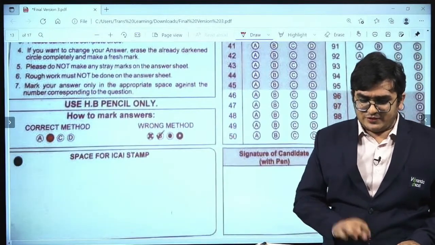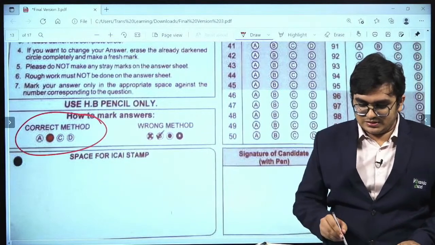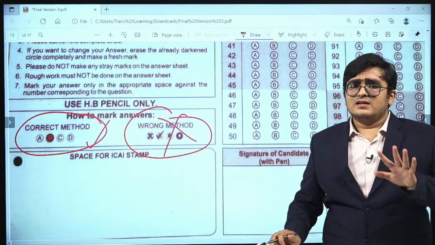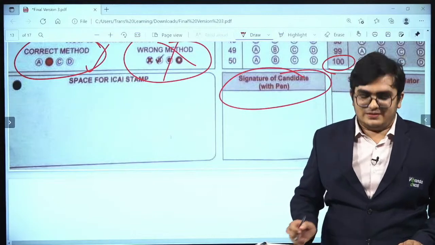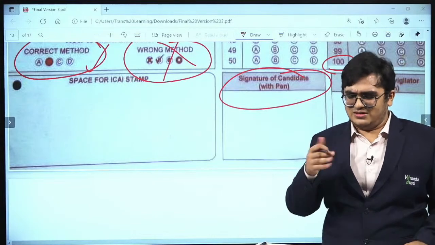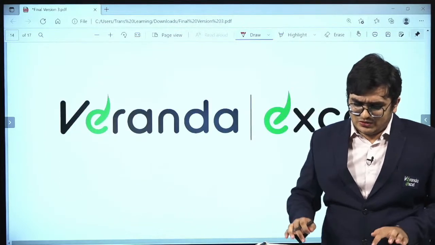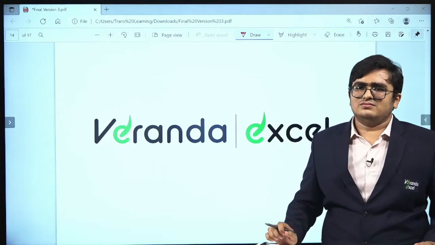Even for your reference, if you forget it later on, they have given how you should fill it up. This is the wrong method and this is the right method. Okay, so these will be those things, and the signature of the candidate again. And then this is the official work which we are not related with. Next, any doubts up until this, please go ahead and ask.